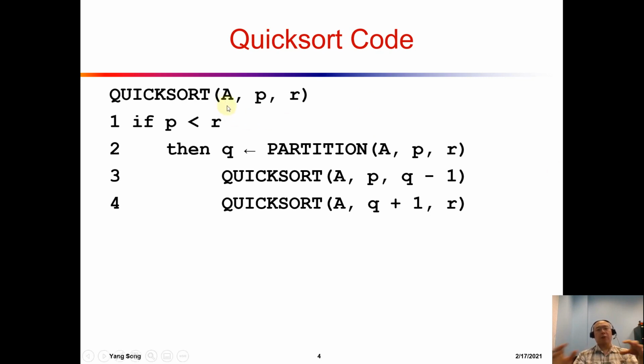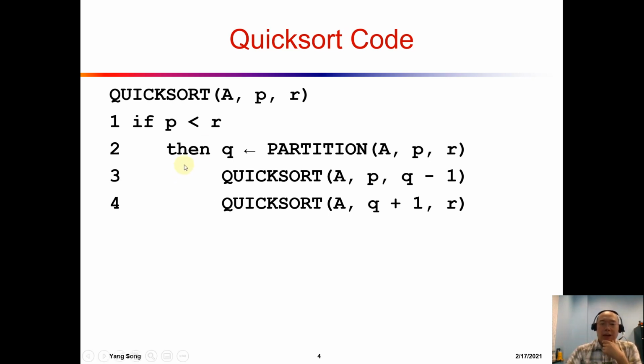A is the list we want to sort, P is the left bound, and R is the right bound. So the implementation is, as long as the left bound is still smaller than the right bound. If this condition is true, this means there are at least two values in this sublist to be sorted. Otherwise, if P equals R, this means there's only one value in the sublist, and then we don't have to do anything because a sublist with one value is already sorted.